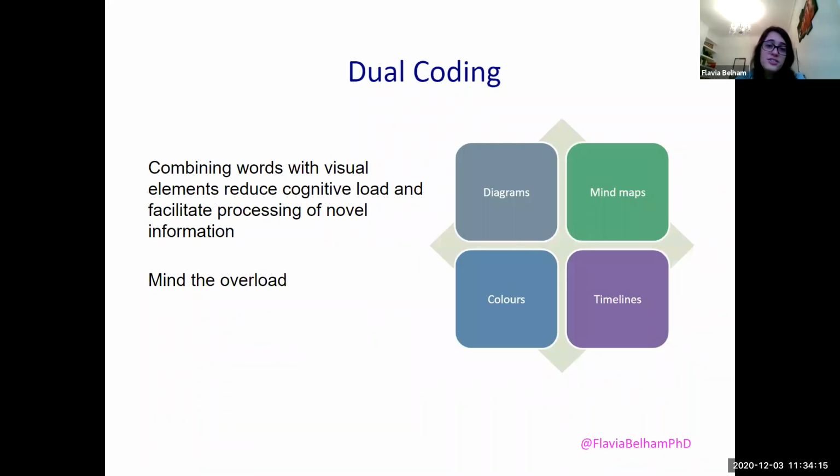And then the last one is dual coding. So that's the idea that you can combine words with visual elements. That makes it easier for the brain to process information, and it also reduces cognitive load. So if you have to read a text and watch a video or do a drawing at the same time, that's just too much for your brain to do, and you basically won't understand everything. But if you actually combine them, so instead of writing a text and watching a video, you have one diagram, so that's visual and words at the same time, but combined. That makes it easier for the brain to process, understand, and remember that information.